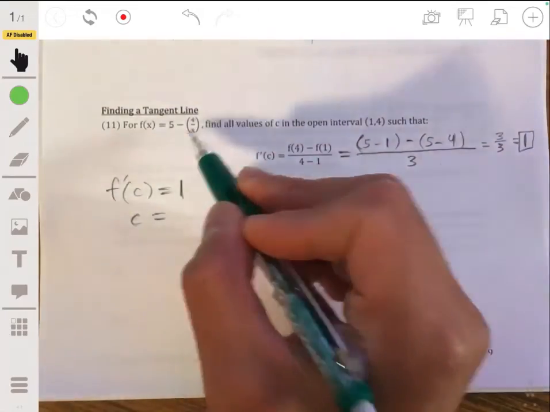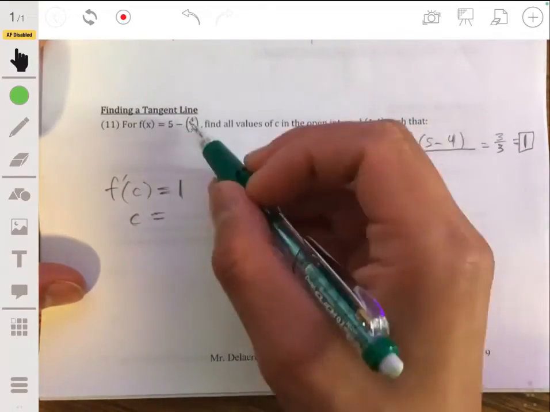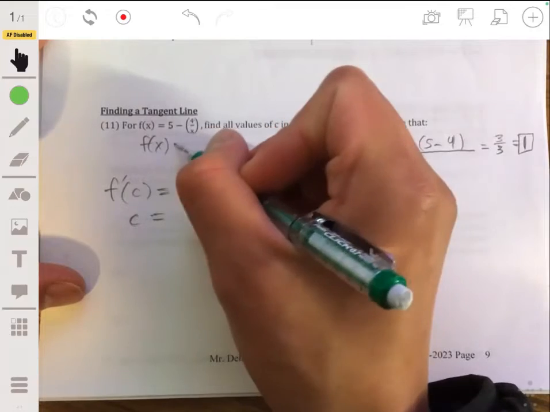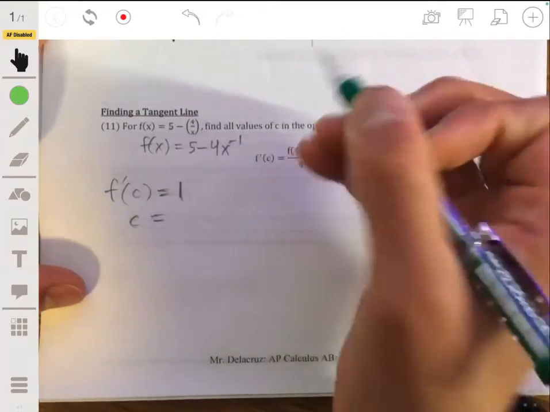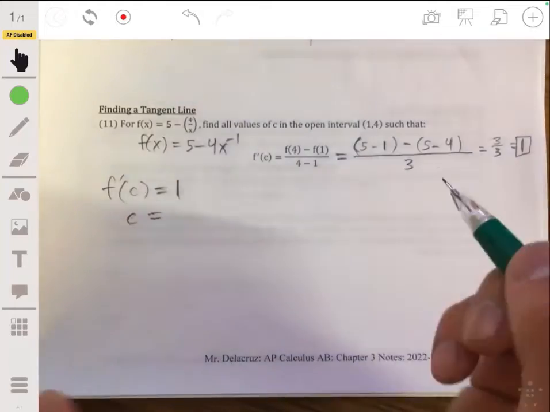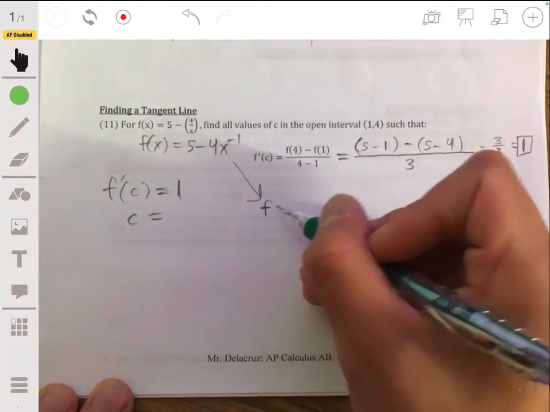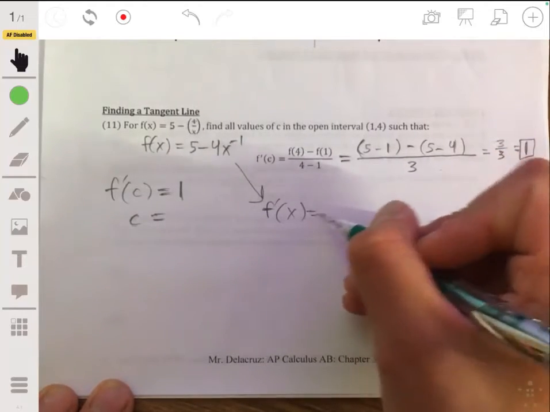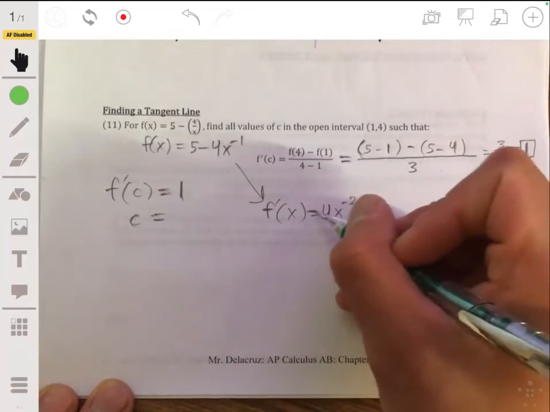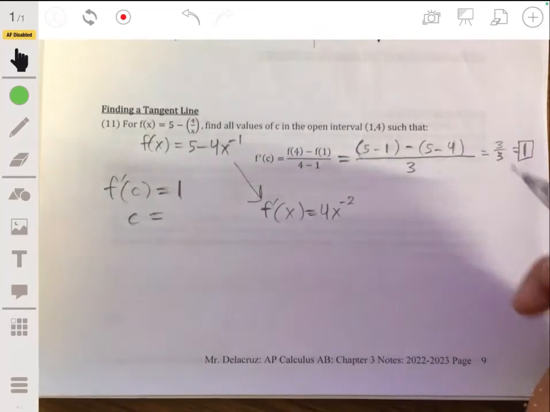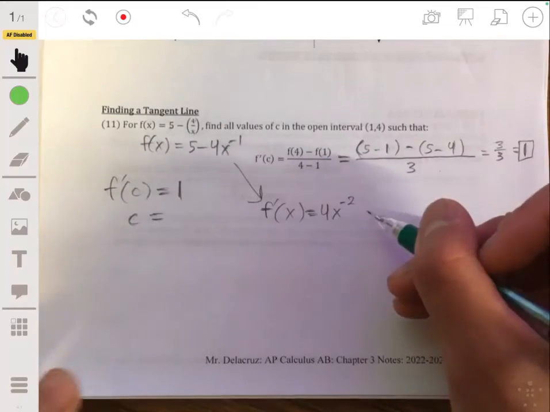So let's first find our derivative. Let's rewrite f of x as 5 minus 4 times x to the negative 1. So let's take the derivative of this. f prime of x is equal to 0, negative, negative, so 4x to the negative 2. Here's my derivative equation.